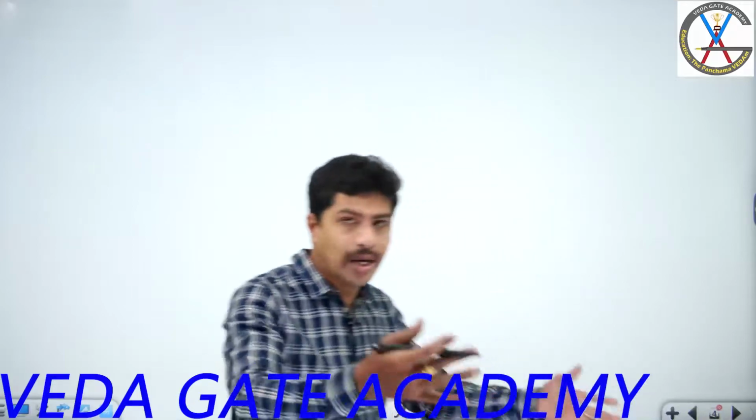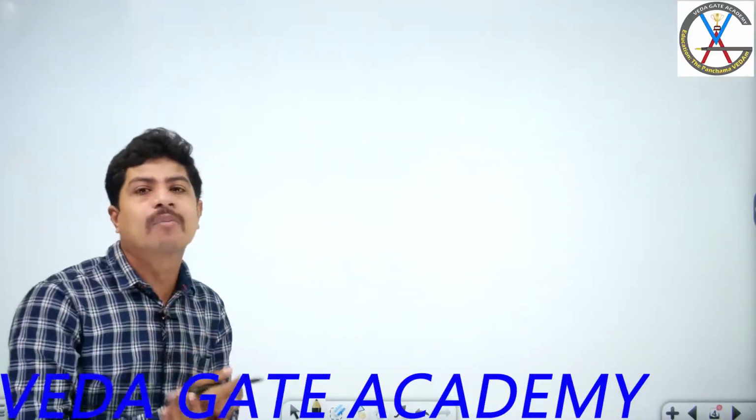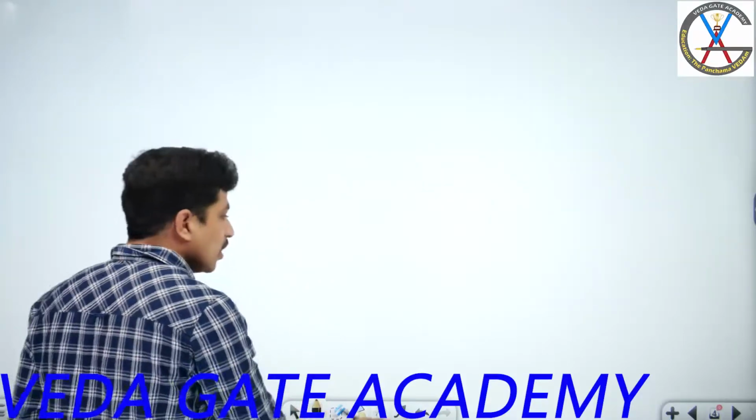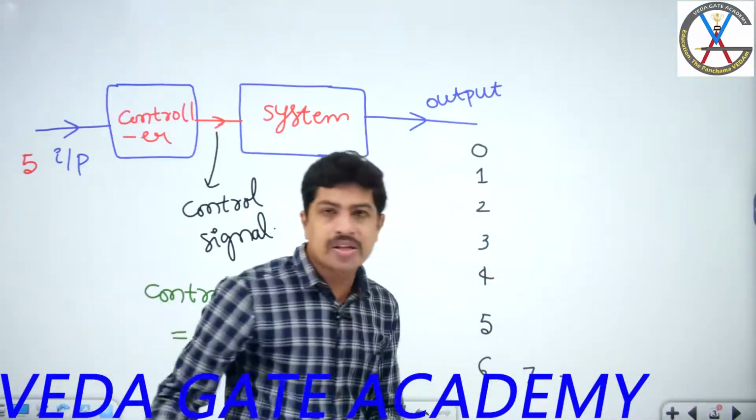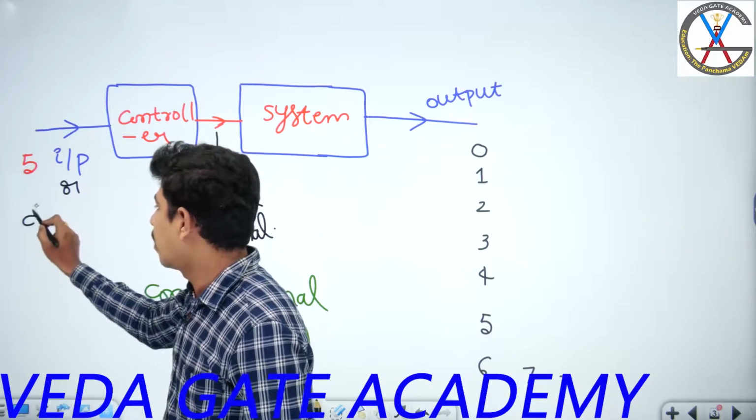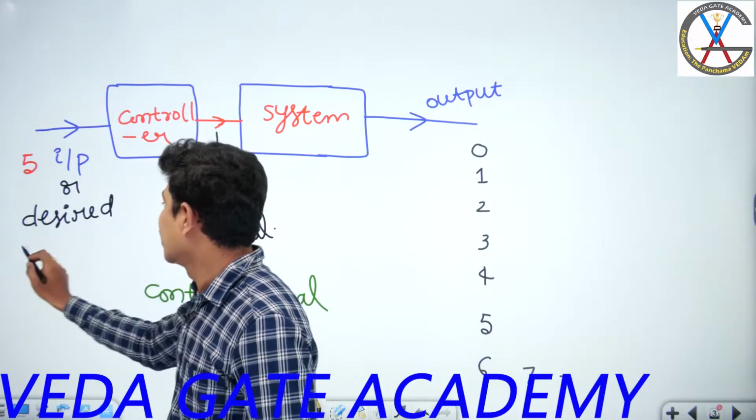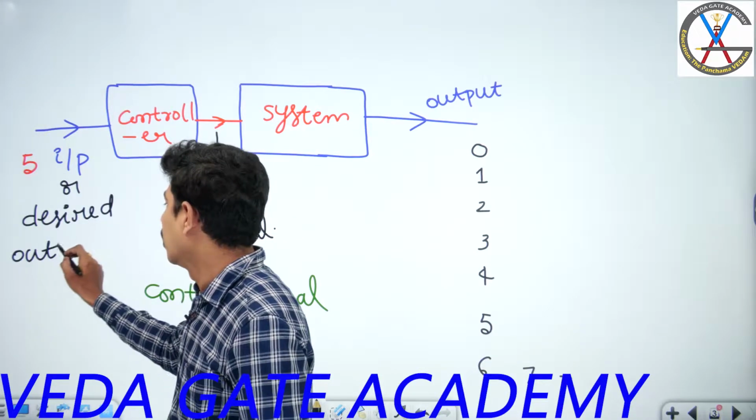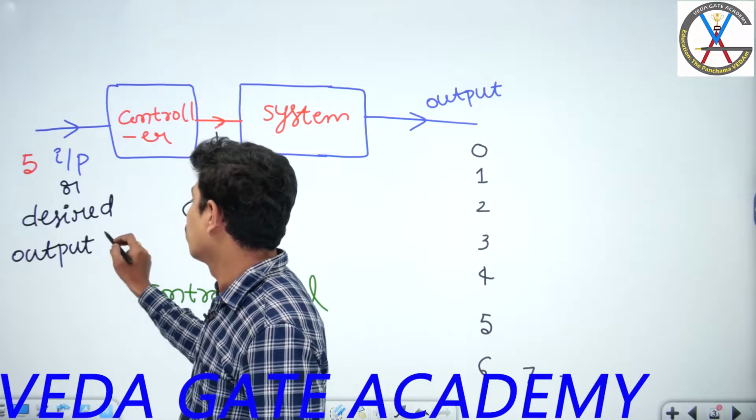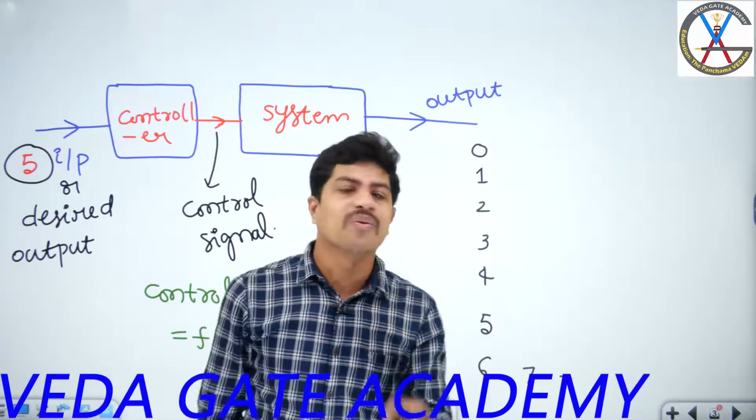So what to do about that? Same system I'm taking, the same system we took. A small modification I'm going to do. See here, we know input is also called what? Desired output. Yes, this terminology is very, very important. I told you, desired output. What is our desired output here? 5, the 5th floor. You want to move to the 5th floor.